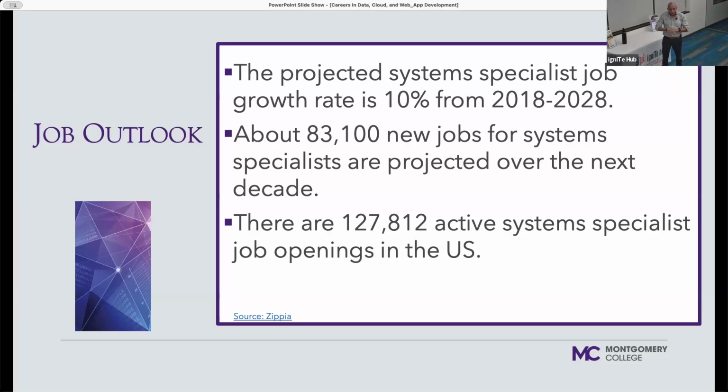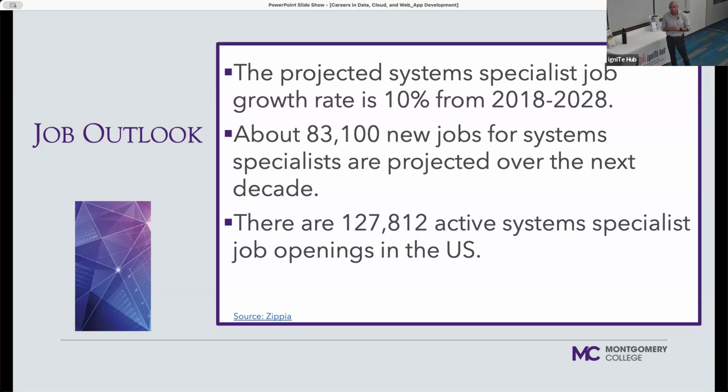Remember that when we say data, we're talking about those data architects and those data engineers. Those are the people who make the really good money, but to get to that, you first need to start here, right? So about 83,000 jobs in the next decade for cloud or systems specialists, and about 125,000 jobs in this area available right now.